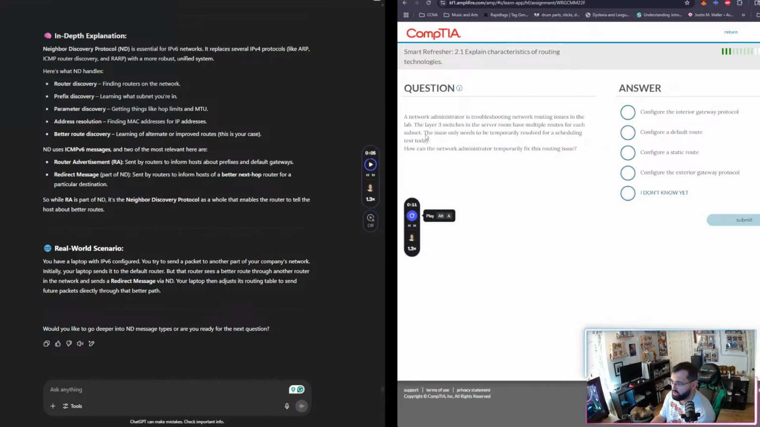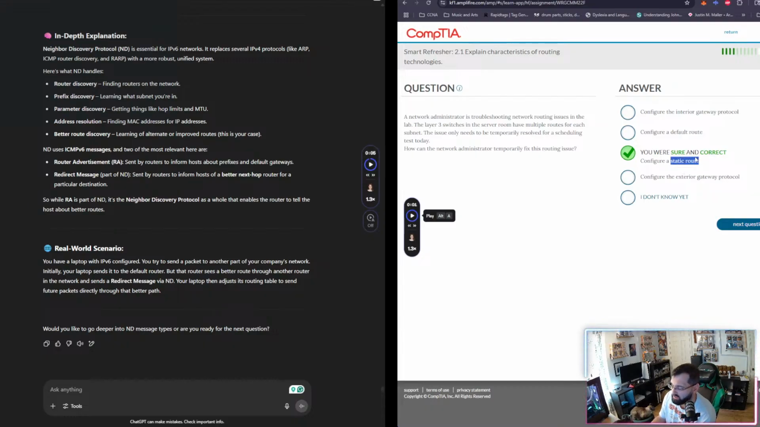The issue only needs to be temporarily resolved for a scheduled test today. So we need to configure internal gateway protocols, configure default routes, configure a static route, configure an external gateway protocol. I'm going to say static route. Yeah, that makes sense. That makes the most sense.